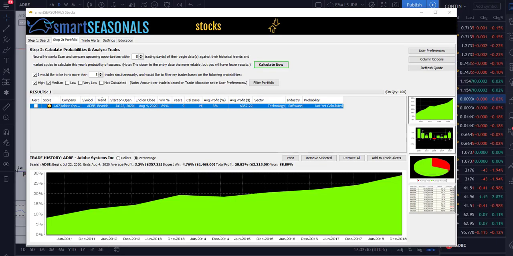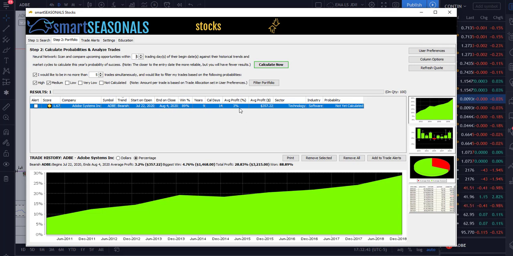Alright folks, today we're going to take a look at a potential seasonal play here in Adobe Systems, ADBE. We found this on our Smart Market Scanner, a potential bearish trade to the downside starting on or around July 22nd with a relatively short holding period of about 9 days, with an expected close date on or around August 4th.